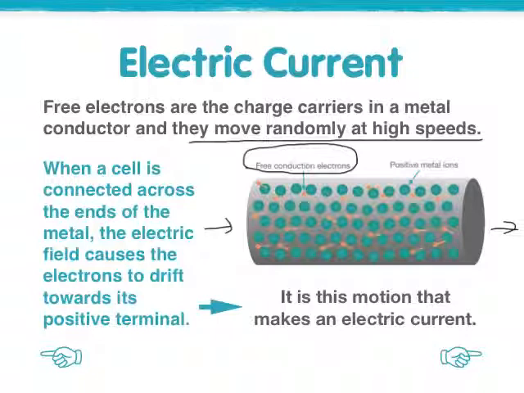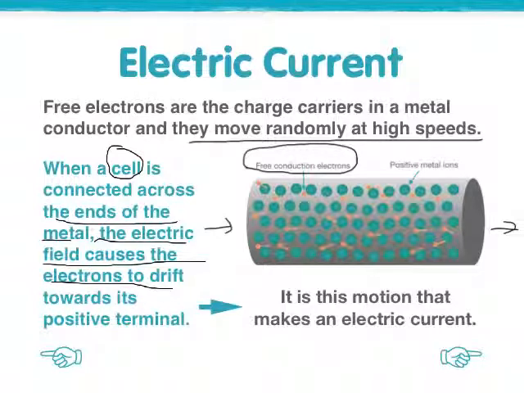However, when you connect a cell, and by a cell we mean a small battery or a power supply, across the ends of the metal, an electric field is created, like the ones we talked about in the previous lesson. These electric fields cause the electrons to start to drift towards the positive terminal. Why do they drift towards the positive terminal? Because electrons are negative, and they're attracted to it.